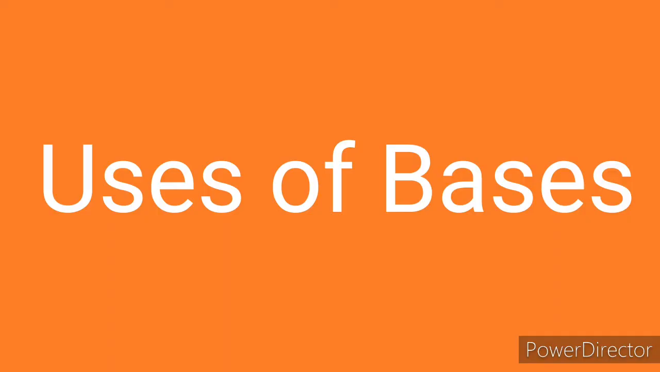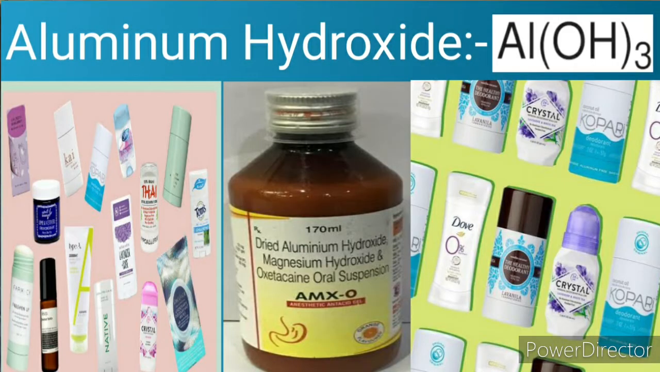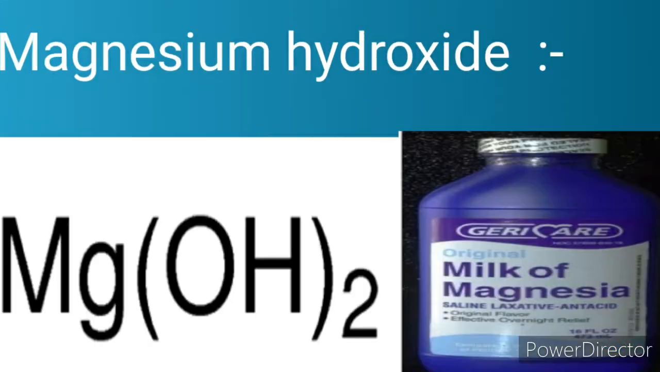Next, what are the uses of bases in our daily life? Sodium hydroxide, NaOH, is commonly used as an oven and drain cleaner. Aluminium hydroxide, Al(OH)3, is an active ingredient in deodorants and antacids. Similarly, magnesium hydroxide, Mg(OH)2, is also used in antacids.